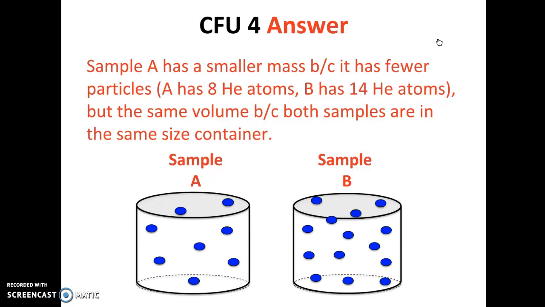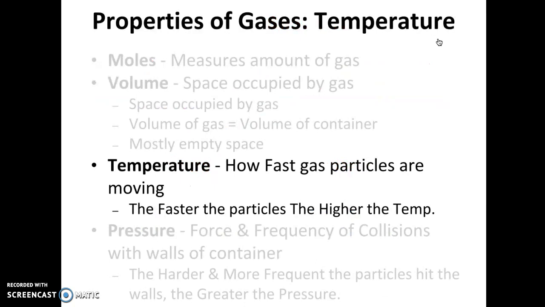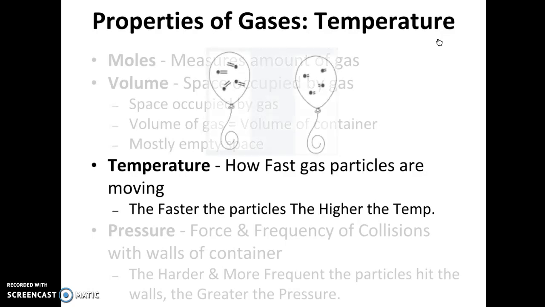Okay, so we just explored how to use particle diagrams to determine mass and volume. Let's move on to temperature. Temperature actually measures how fast particles are moving, and the faster the particles are moving, the higher the temperature. And that's important because a lot of times we think of temperature as heat. No, that's not really the case. It's really just measuring how fast the particles are moving. So the faster they move, the higher the temperature.